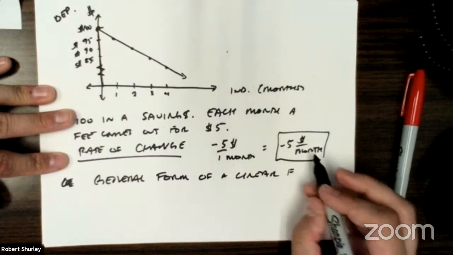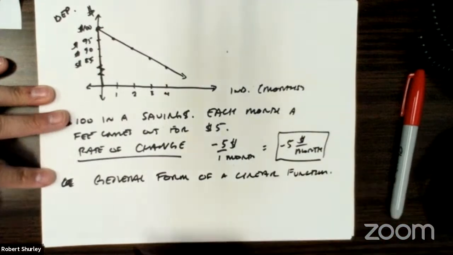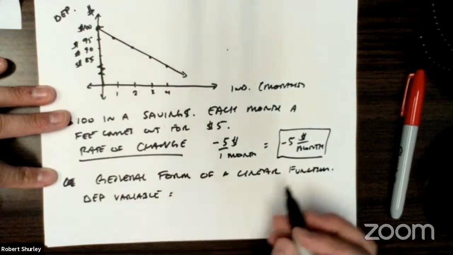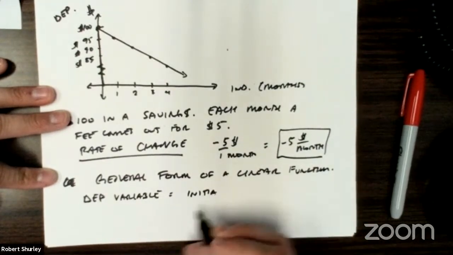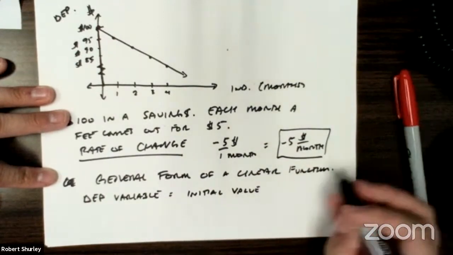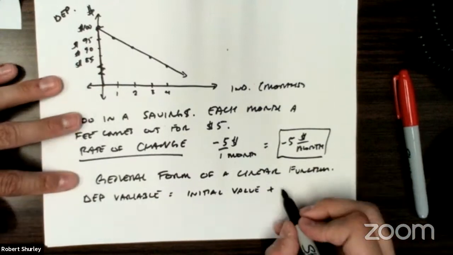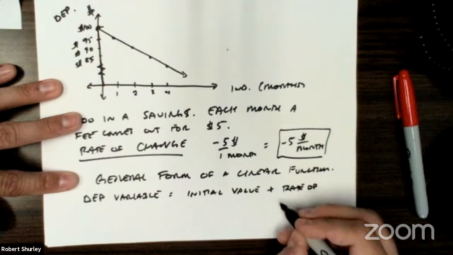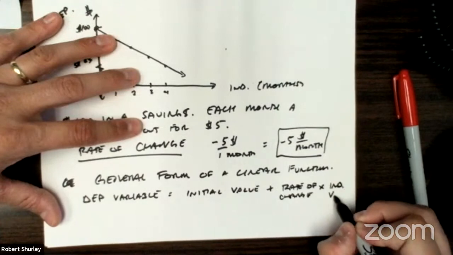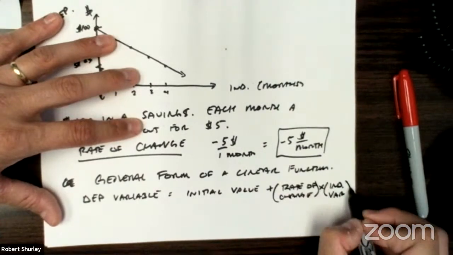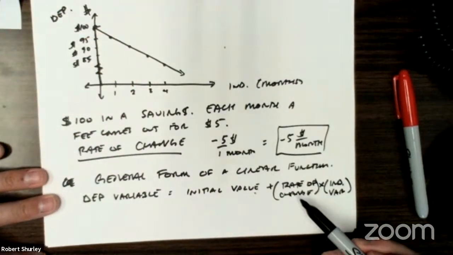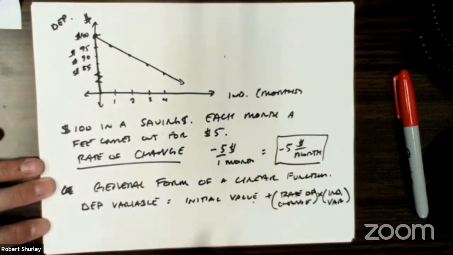General form of a linear function. It's going to start with a dependent variable, and it's going to equal your initial value, so your initial dependent variable, and then plus the rate of change times the independent variable. I ran out of room here. Okay. So it's your dependent variable, and it's going to equal your initial value plus your rate of change times whatever the independent variable is.